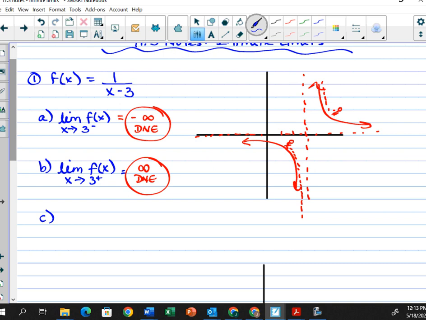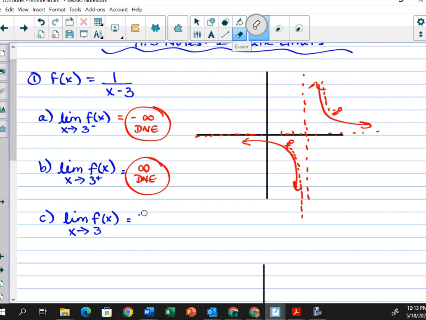And let me ask you one more. What about the limit of f of x just as x approaches 3? Are they going to the same place? Oh, so it's just DNE. Okay, that's number 1 of 9.